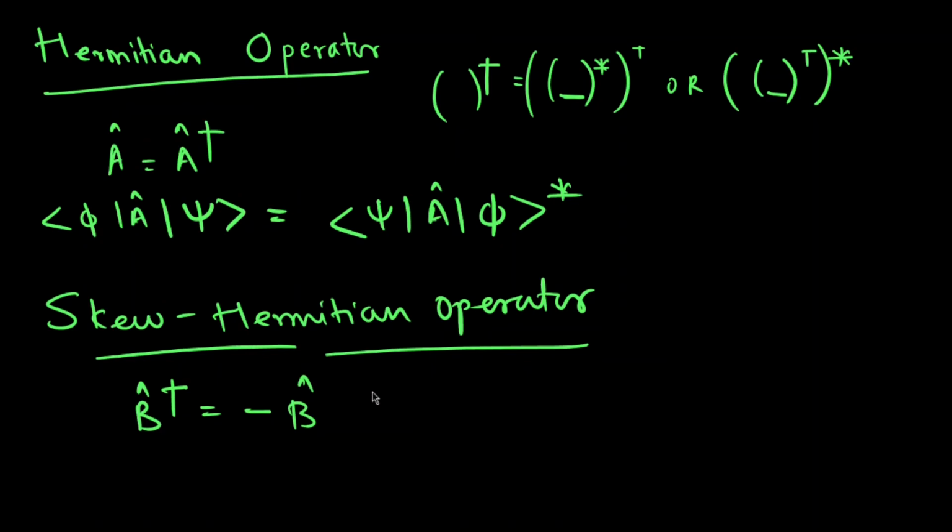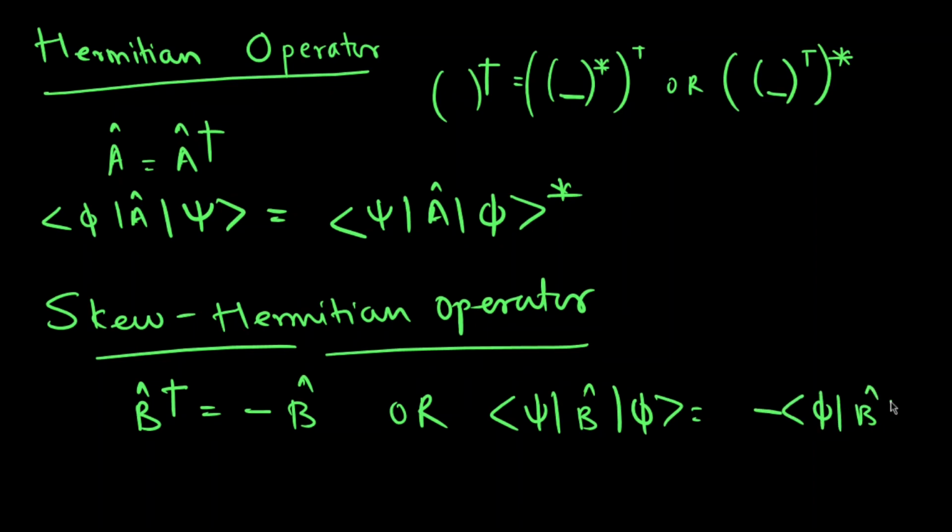A skew Hermitian operator is nothing but an operator whose dagger is equal to the negative of the original operator, or you can write it as psi B cap phi equal to minus of phi B cap psi conjugate.